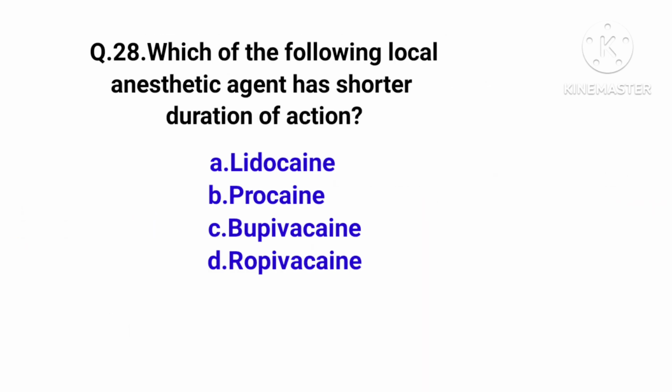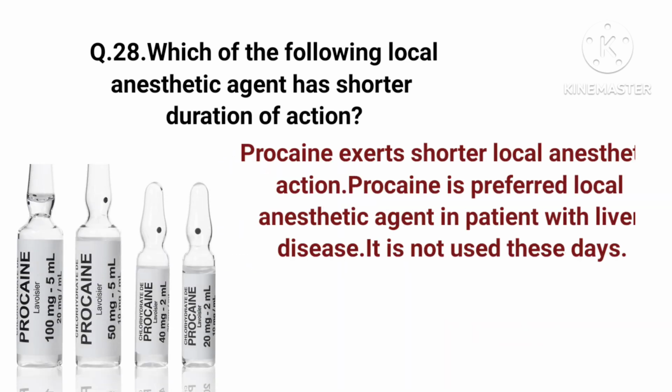Which of the following local anesthetic agents has shorter duration of action? Lidocaine, procaine, bupivacaine and ropivacaine. And here the right answer is option B, procaine. Procaine exerts the shorter local anesthetic action. Procaine is not the preferred local anesthetic agent in patients with liver disease. It is not used in this case.